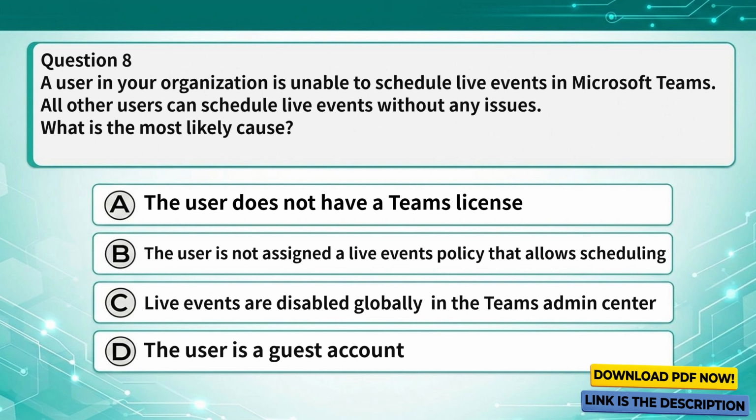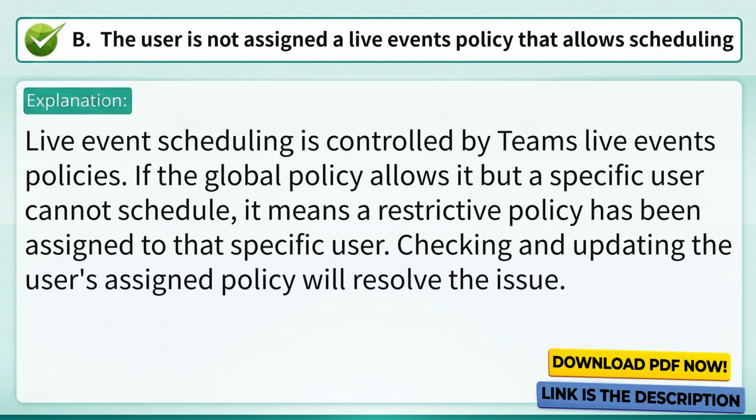Question 8. A user in your organization is unable to schedule live events in Microsoft Teams. All other users can schedule live events without any issues. What is the most likely cause? A. The user does not have a Teams license. B. The user is not assigned a live events policy that allows scheduling. C. Live events are disabled globally in the Teams admin center. D. The user is a guest account. Correct answer, B. The user is not assigned a live events policy that allows scheduling.